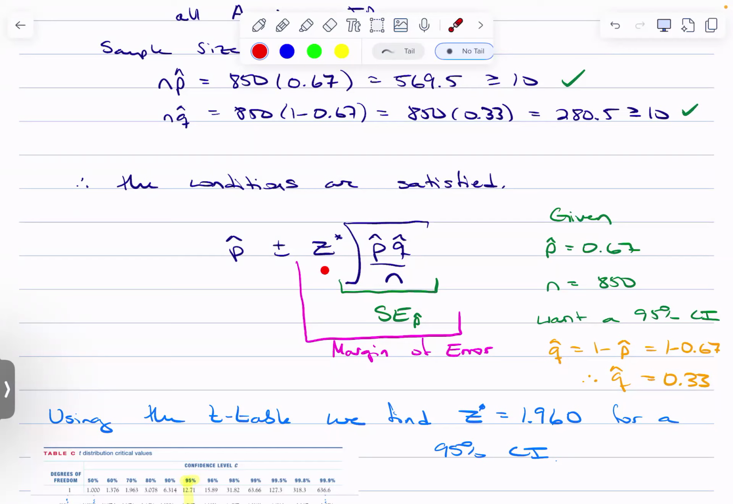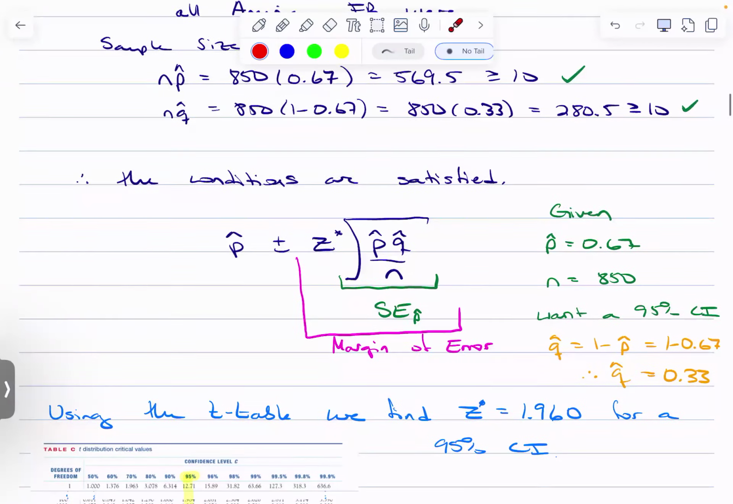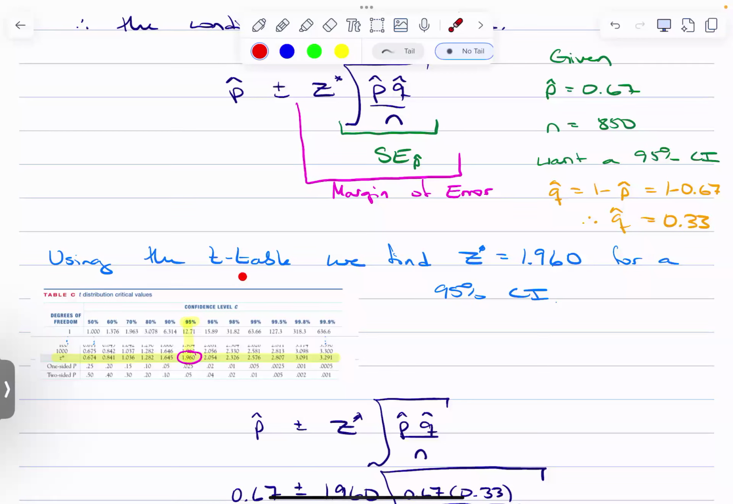And then we spent some time talking about Z star. Z star is the only thing that determines the confidence level. It communicates the 95% confidence level to this formula. We said, okay, for a 95% confidence interval, we need the central 95%, which we know is 2 standard errors away. But then we said, let's get a little bit more picky and use the t-table. This was the first time that we saw the t-table.